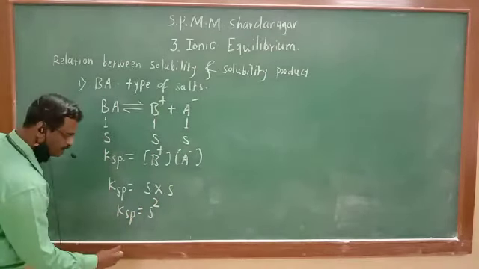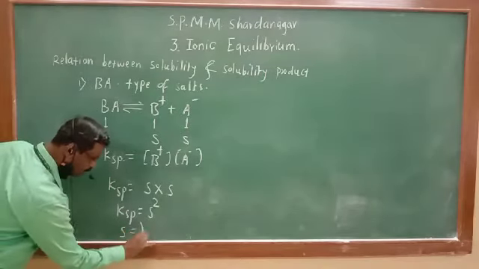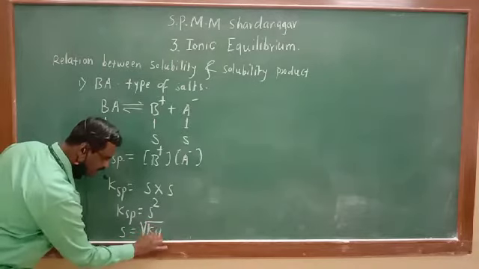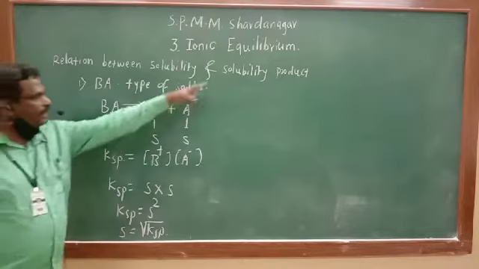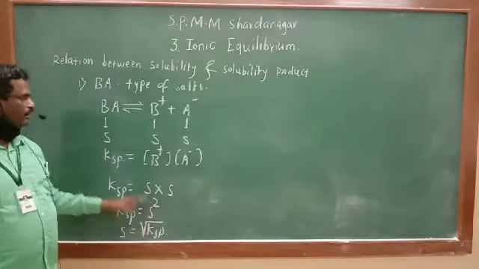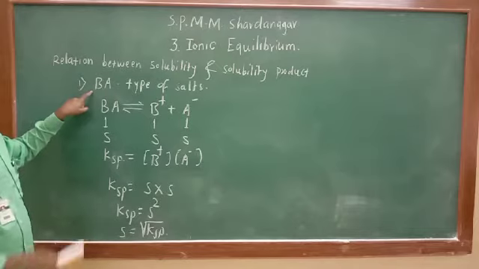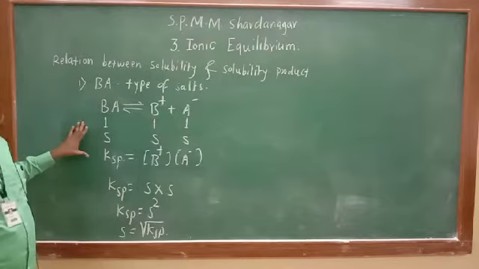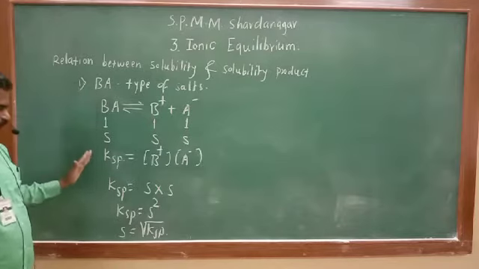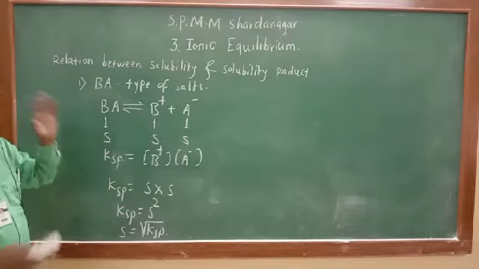And from this equation, we can write the value of S as S is equal to square root of Ksp. So this is the relation between solubility S and solubility product Ksp of this type of salt, BA type of salt, in which one cation and one anion is present. We can take many examples also, but let us consider this as the first type of salt, and this is the relation between solubility and solubility product of this type of salt.